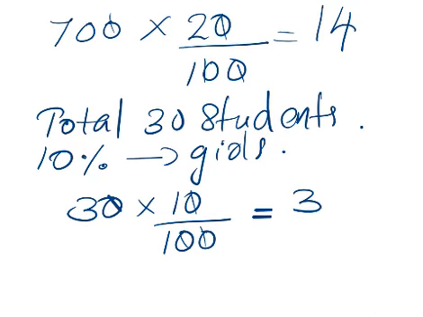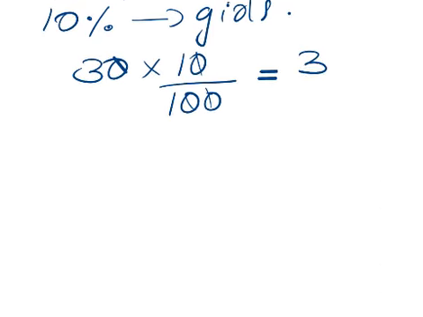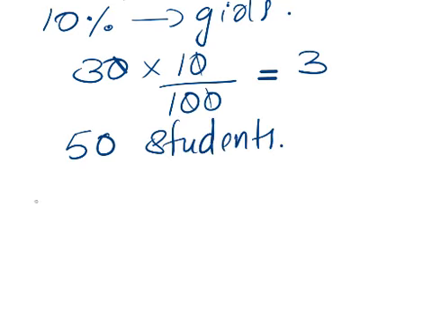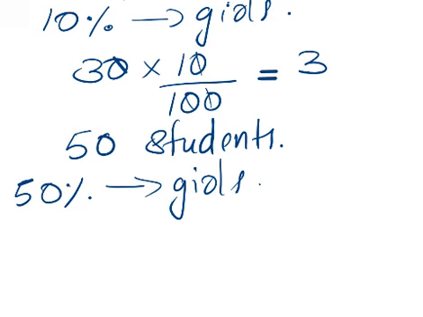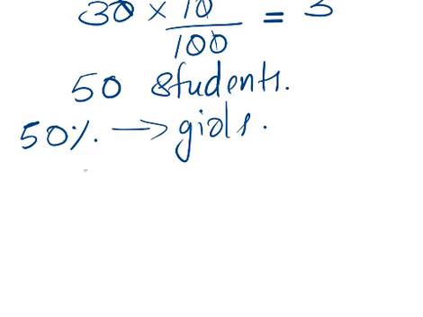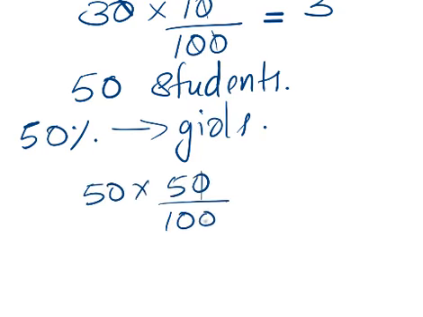Okay, then I will show another question. Suppose your class has 50 students, and 50 percentage of students are girls. Then how can you find the number of girls in your class? It's 50 times 50 over 100. So this is equal to 25. So 25 girls are in your class.